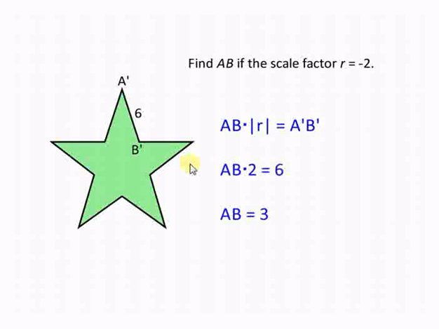In this situation, I'm imagining something very similar, except I see the finished product. I see the image. If this side is 6, the scale factor is -2. That means I took however long it was to begin with, which was AB, and I multiplied that times 2, and I got the new length, which is 6. To find the old length, I simply divide by 2.